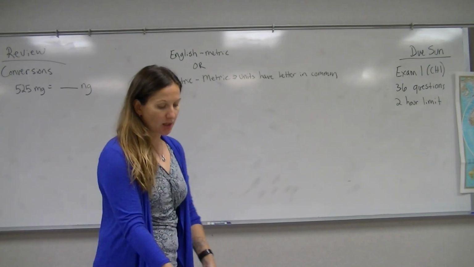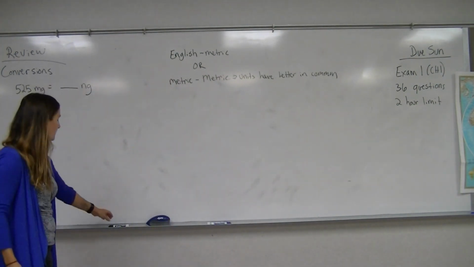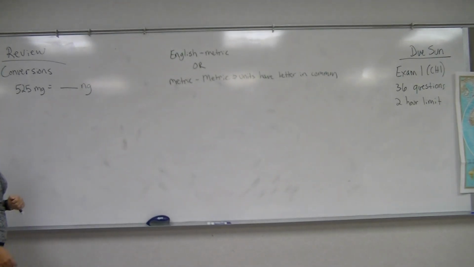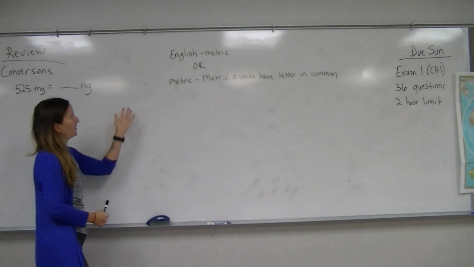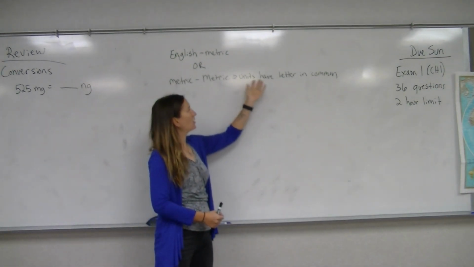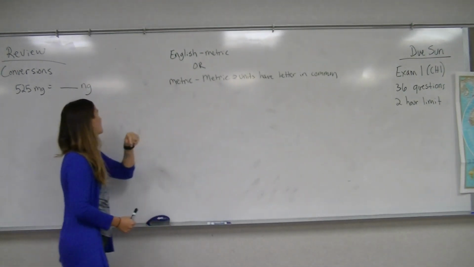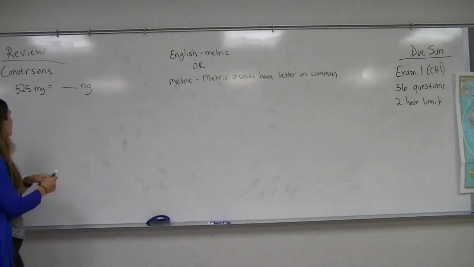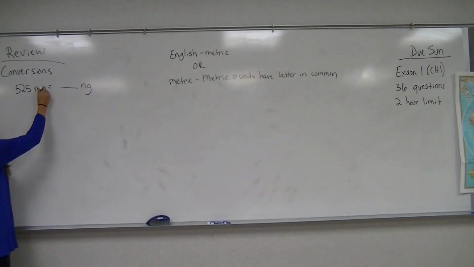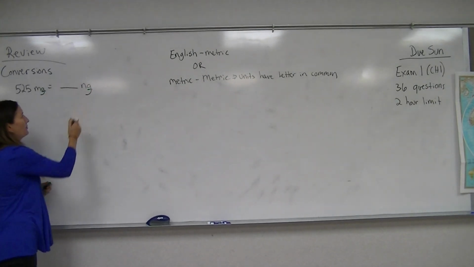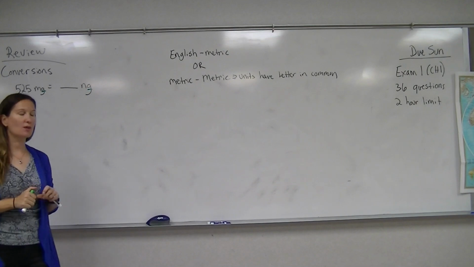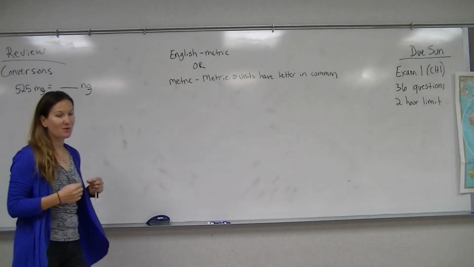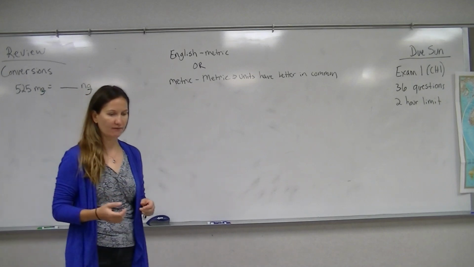So when you're approaching conversion problems, your first step is to figure out whether it's English to metric or metric to metric. To figure that out, metric to metric always has a letter in common in the units. So looking at this problem, we have milligrams and then nanograms. So it has a G in common. So that tells me it must be metric to metric. So that helps me figure out where I'm looking for my conversion factors.